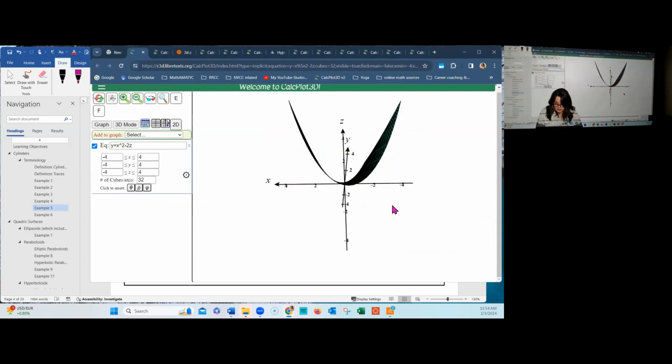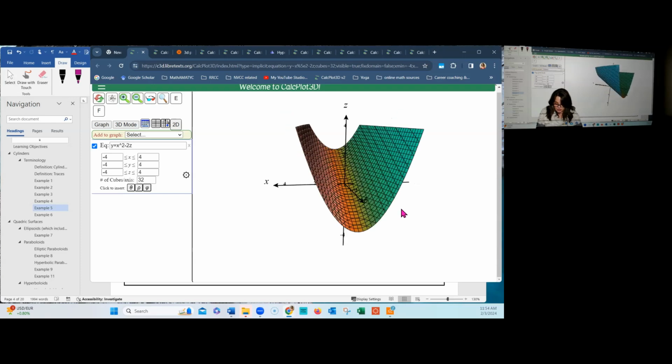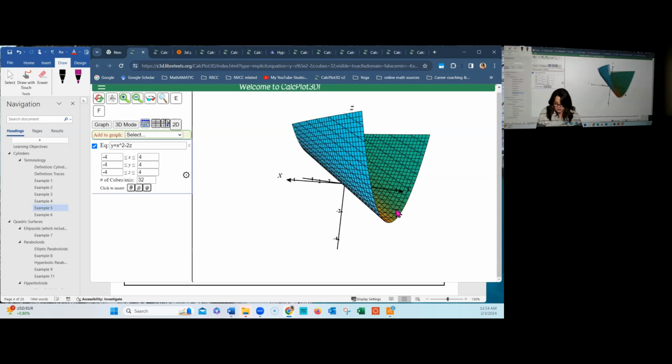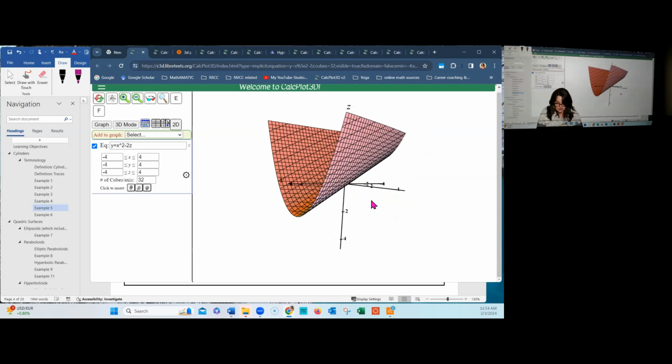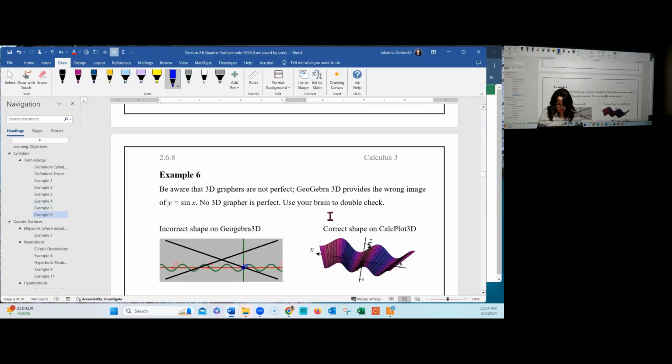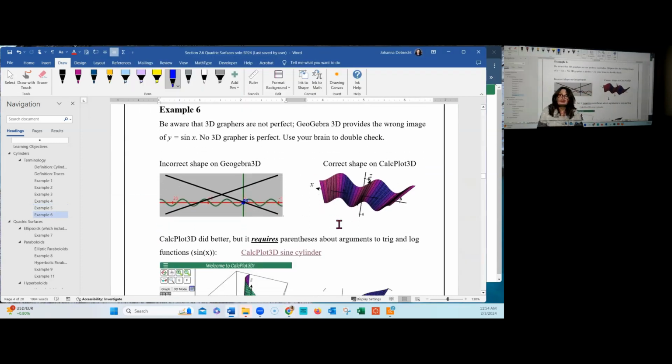If you tilt it up a little bit, you can see the parabola coming through, but notice that those lines along which it's parallel are not parallel to the X, Y, or Z axis. Now, be aware that 3D graphers are not perfect. I use CalcPlot 3D the most often because it is one of the best out there. Wolfram Alpha also is very, very good.